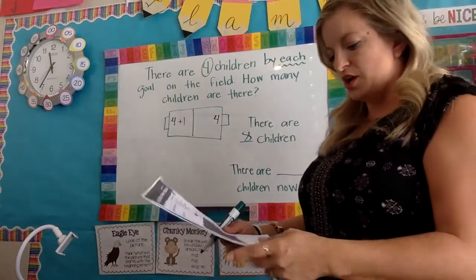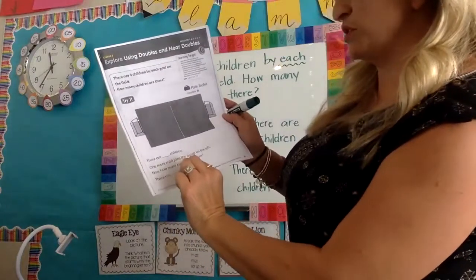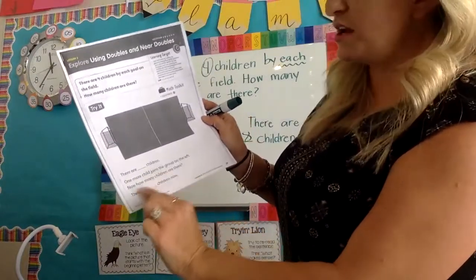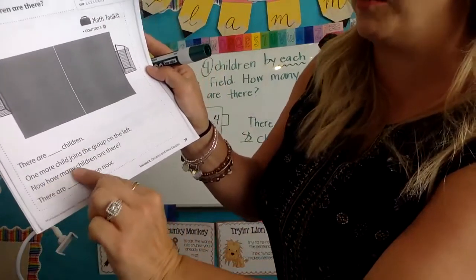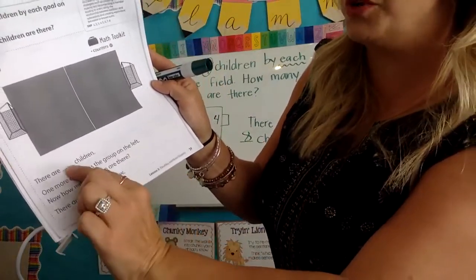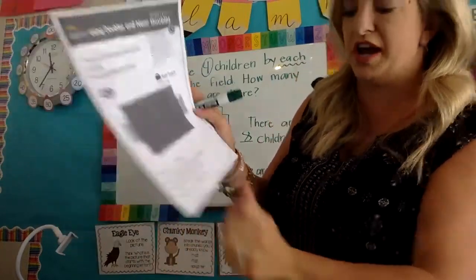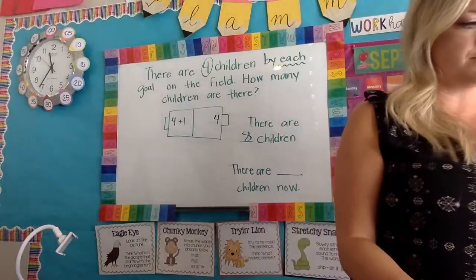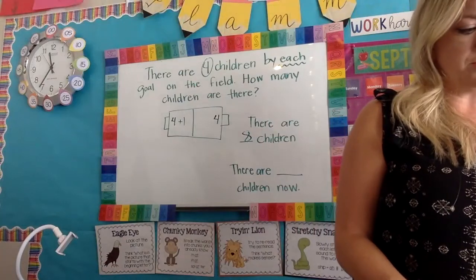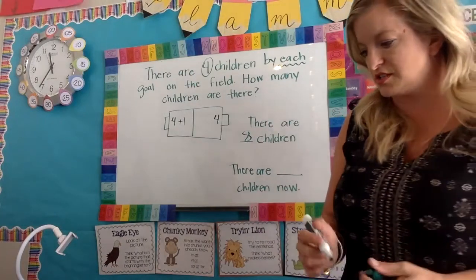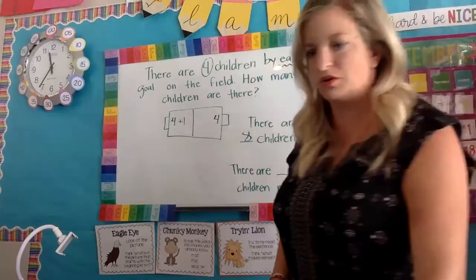Okay. It says one more child joins the group on the left. How many children are there? You needed to put an 8 in that blank. There are blank children now. So I want you to think of the strategy that you would use to solve this. How would you solve this? How would you figure this out?